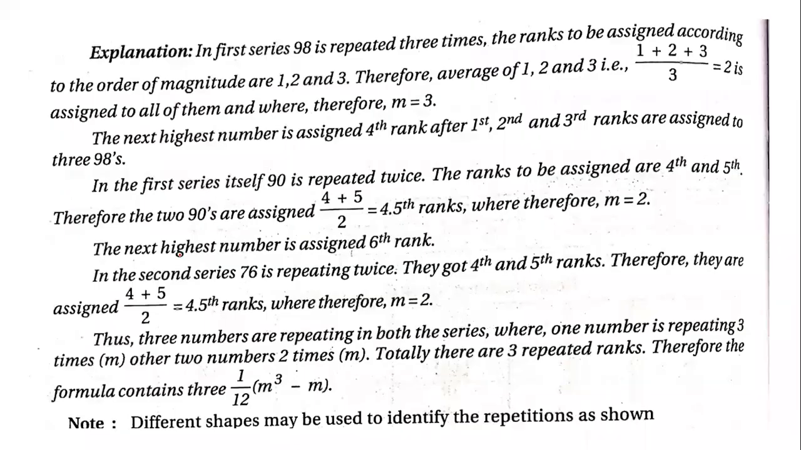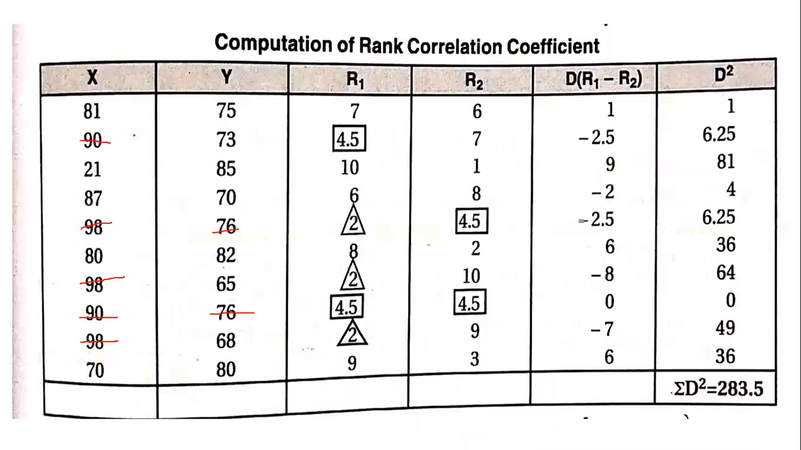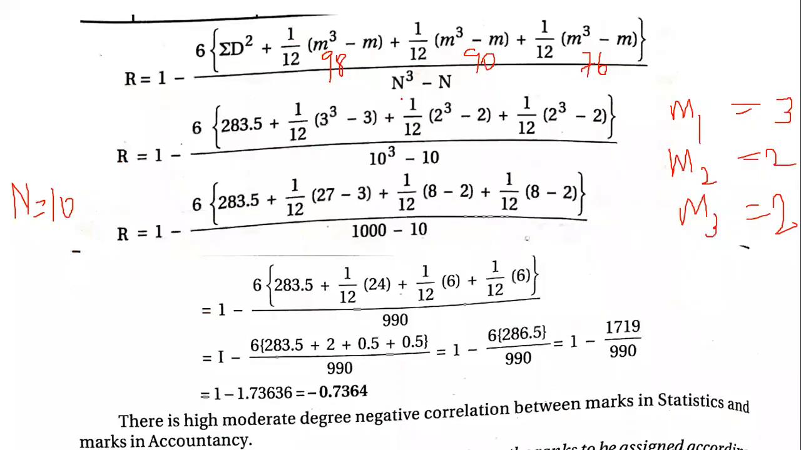1, 2, 3, 4, 5, 6, 7, 8, 9, 10. So I have 10 data. So n value is 10. 10 cube minus 10. So that is how I put all the values. Now is it clear? Did you all understand how to put the numbers?